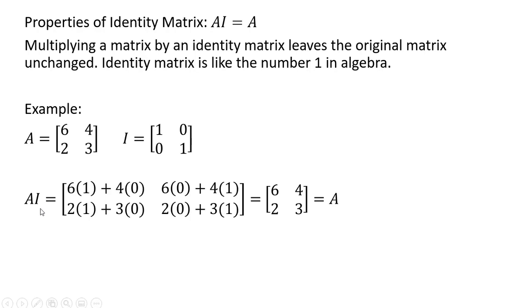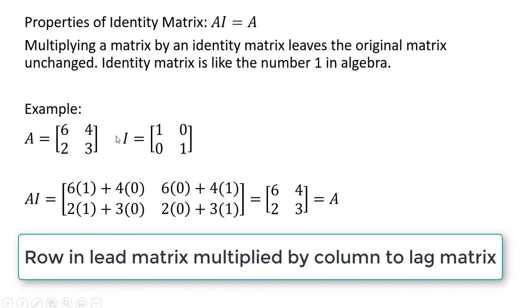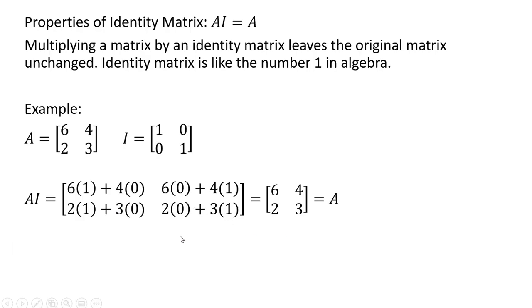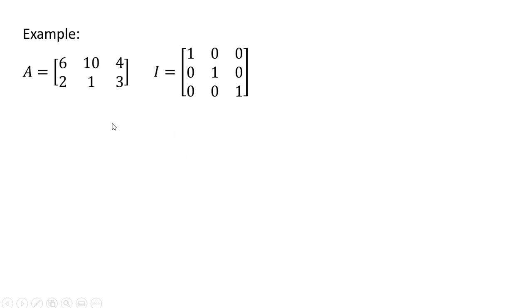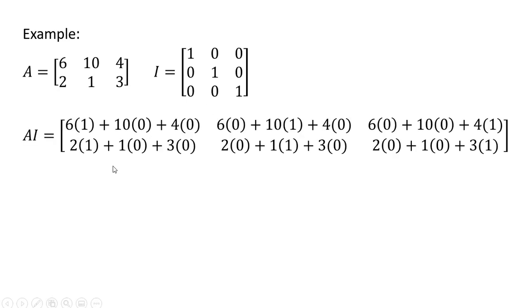So doing the following: A times I, 6 times 1 plus 4 times 0, 6 times 0 plus 4 times 1, 2 times 1 plus 3 times 0, and then finally 2 times 0 plus 3 times 1. We get back the original matrix A. Another example, matrix A and its identity. Doing the calculations here, we just get back the original matrix A.